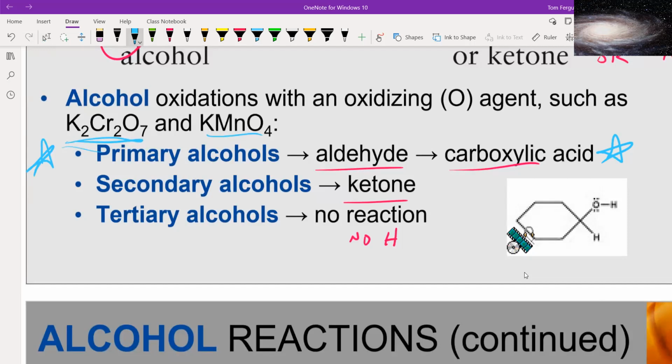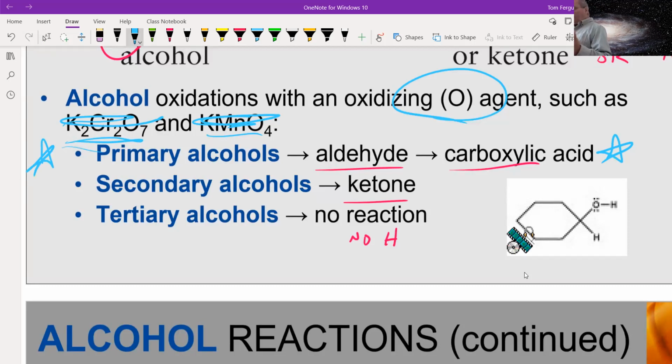Now when we talk about oxidation, we're going to use this here. We're not going to specify whether it's potassium dichromate or potassium manganate. We're just going to say O in parentheses. Reduction is an R. So we don't have to worry about these oxidizing agents here.